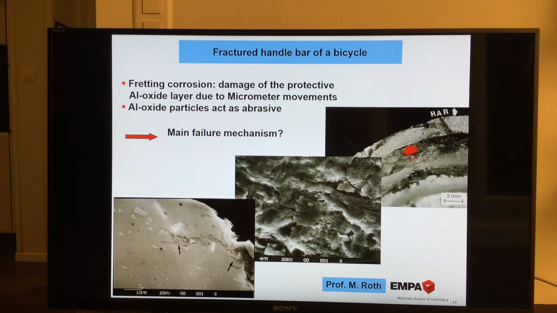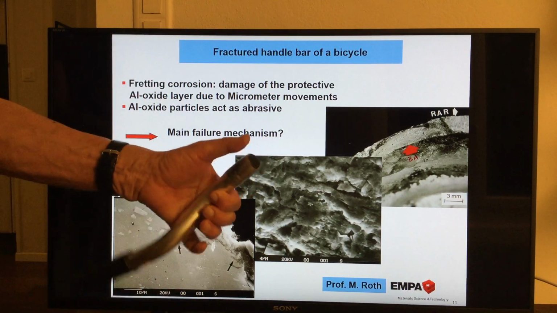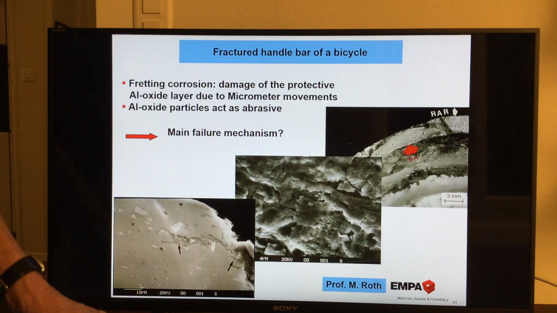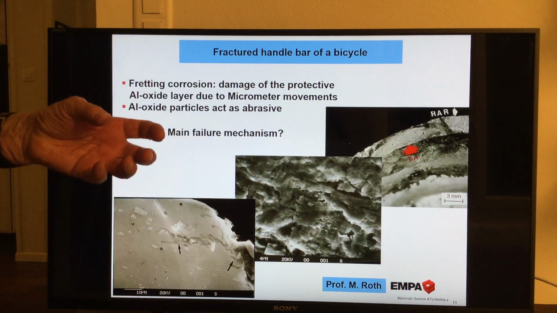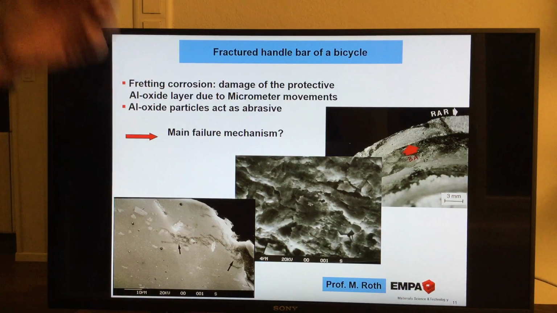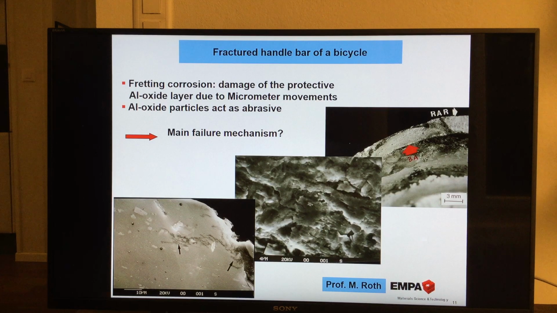What is now really the main failure mechanism? And now we have to go back to the original design. What do we know? There is an aluminium tube, and inside is the steel inlet. And now there is something very important. You have to think of the different mechanical properties of the two materials.